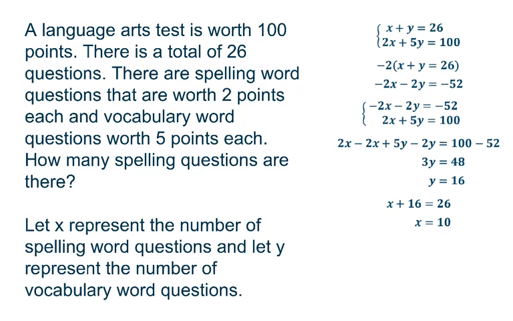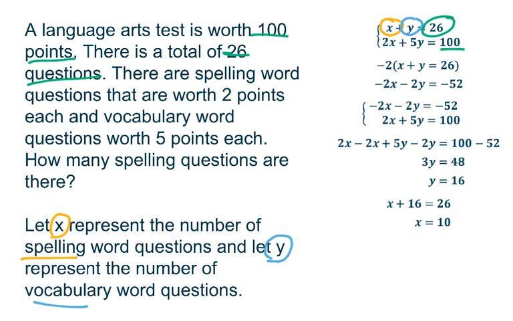We're talking about a language arts test. It has a total of 100 points, and there are 26 questions. So we're going to let X represent spelling, and we're going to let Y represent vocabulary. And what we know is that the spelling plus the vocabulary is a total of 26 questions.